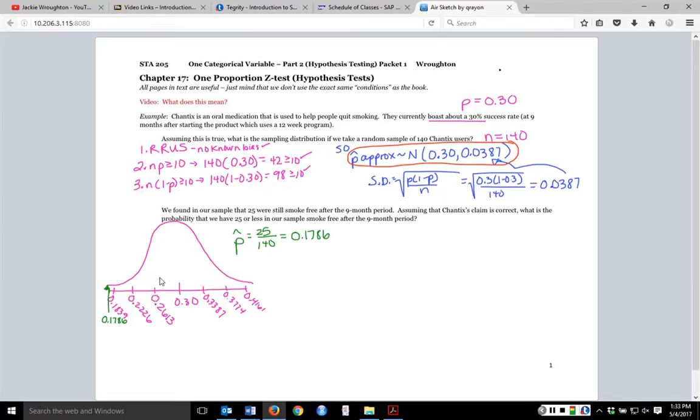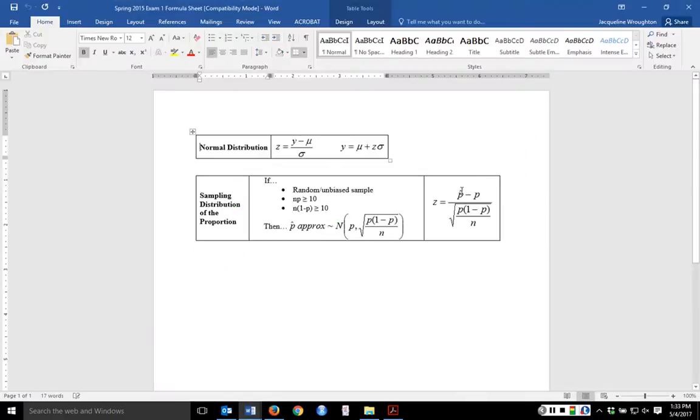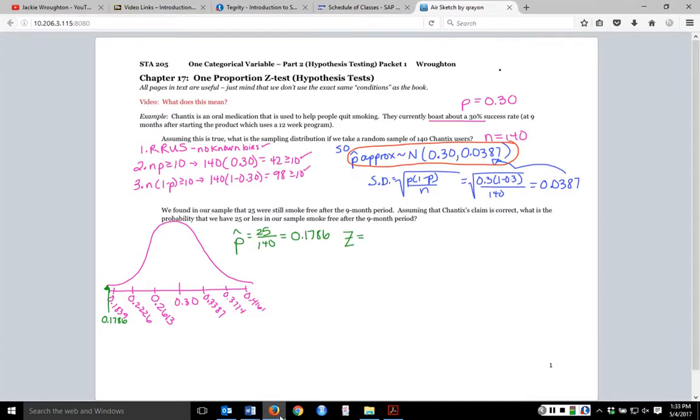But again, as usual, our next step is actually to find our z. That z is also on our formula sheet. So we have our p-hat now, we have p, we have n, so we have all the numbers to be able to do that. So we have our p-hat, we have our p, and from above up here, we have already the square root of p times 1 minus p over n is just 0.0387.